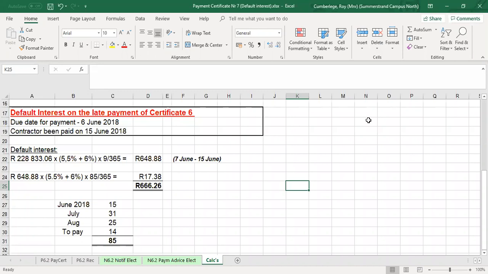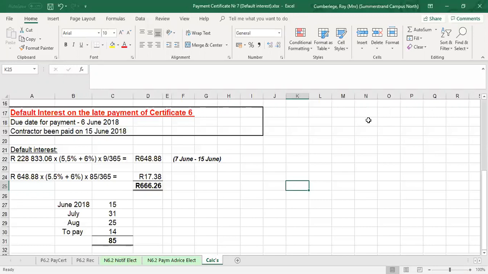This discussion will be an additional add-on to our previous discussions related to the final payment certificate. This discussion will specifically address the case where certificate number 6 at practical completion was paid late. So wherever there's a late payment, there's going to be default interest to be calculated.